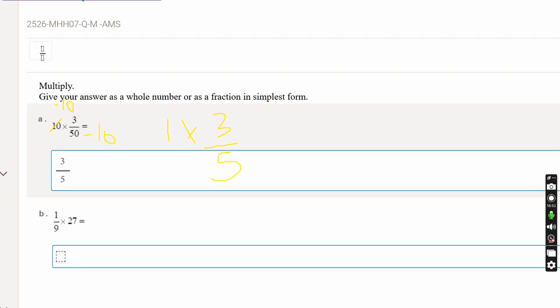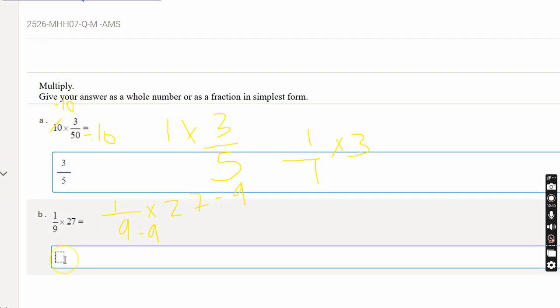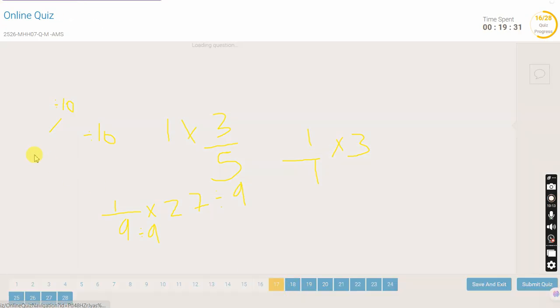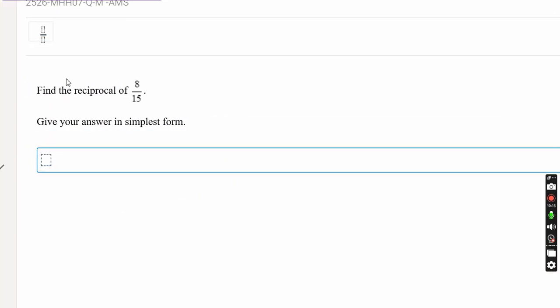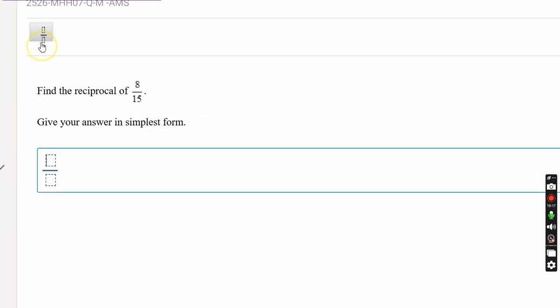The next one again, 1 over 9. So 1 over 9 times 27. Then divide here by 9. Divide by 9. So it will become 1 over 1 times 3. So the answer is going to be 3. Reciprocal is just, you're going to flip it. So you're just going to make the 15 the numerator and the denominator will be 8.